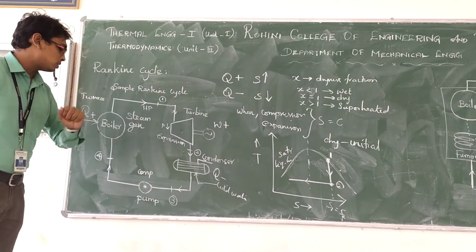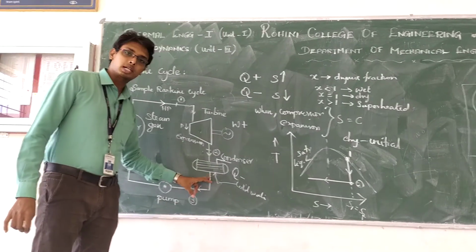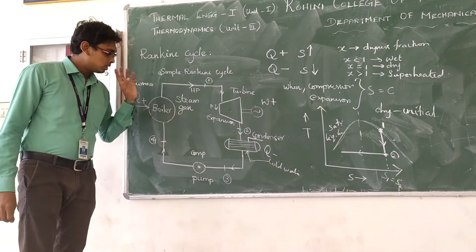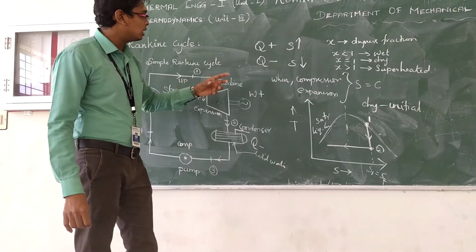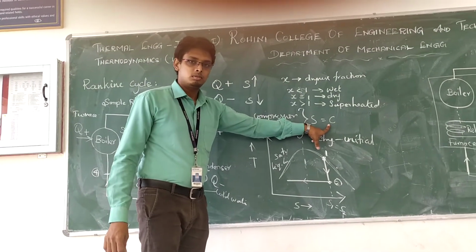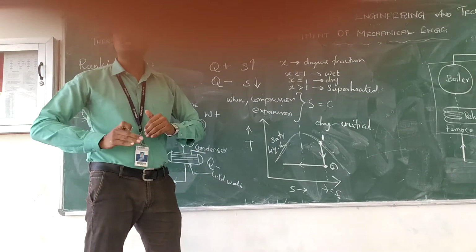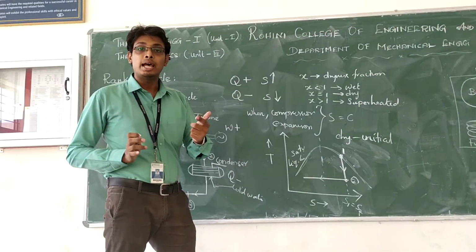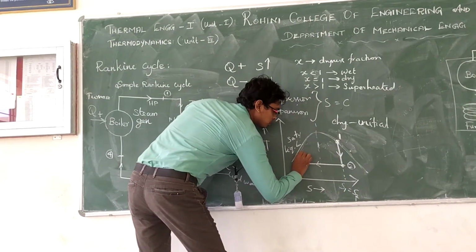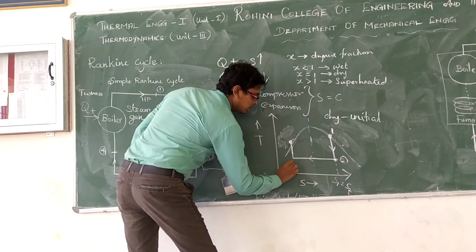Afterwards, compression. That is the pump. The pump compresses the liquid from the condenser and sends it to the boiler again. This makes it cyclic. So therefore, pump compression. When compressing, look at this. The entropy remains constant. At the same time, when we are compressing any element, what about the temperature? The pressure increases, and the temperature also slightly increases. Therefore, the line comes like this. Okay, this is the next point. That is 2 to 3 and 3 to 4.